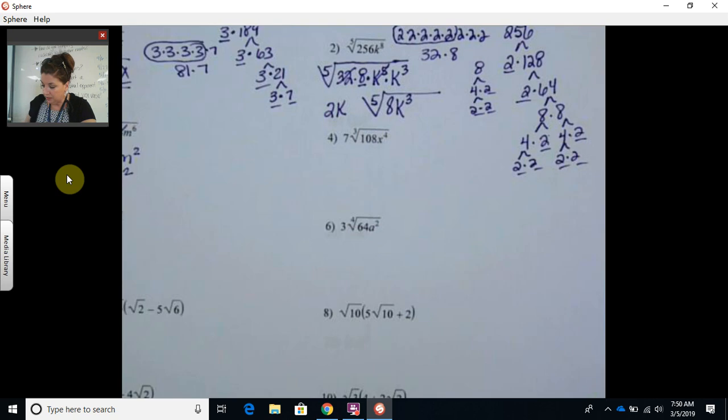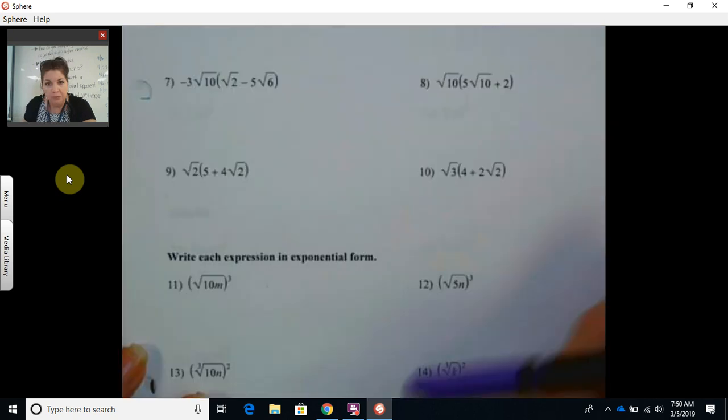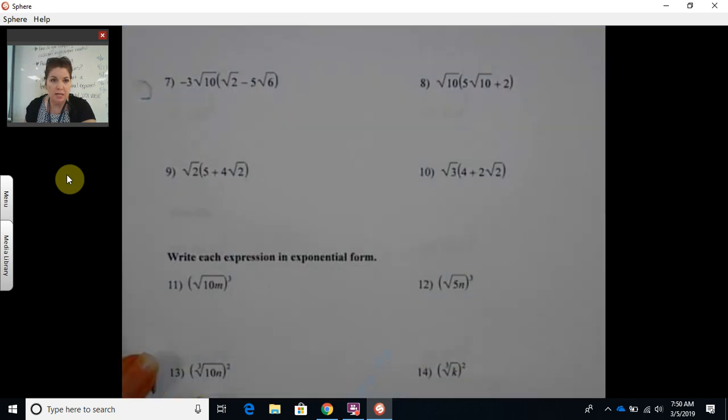Let's skip down, look at 7 through 10. Now, we didn't have problems just like this in our notes, but it's multiplying radicals, and we did do multiplication of radicals in our notes, okay? This is just written differently. So remember, you can multiply radicals as long as the index is the same. You can multiply the radicands together. You can multiply what's on the outside of the radicals no matter what. Okay, but to multiply the radicands together, they have to have the same index.